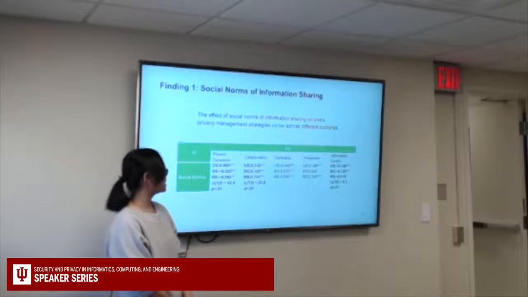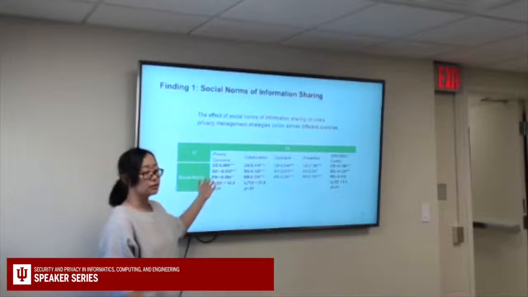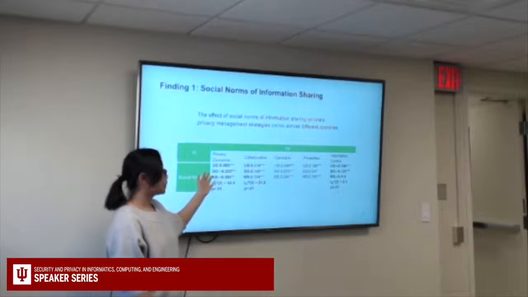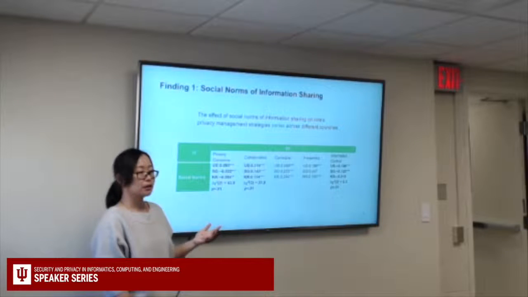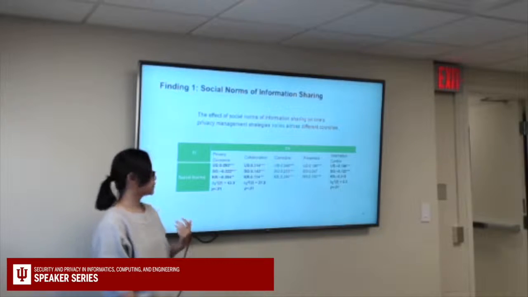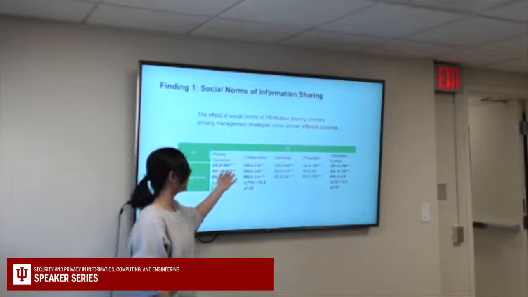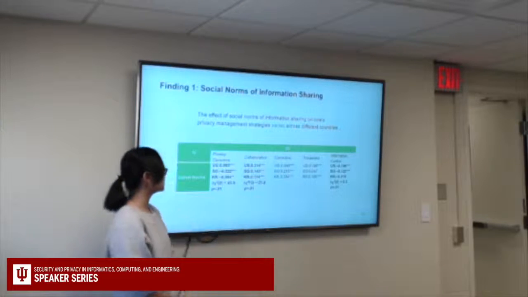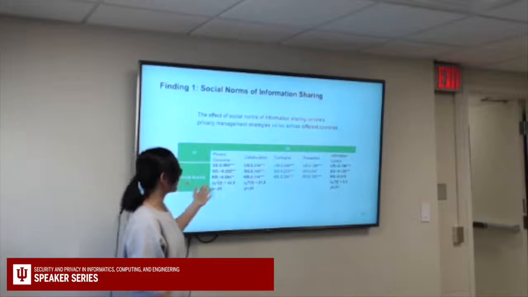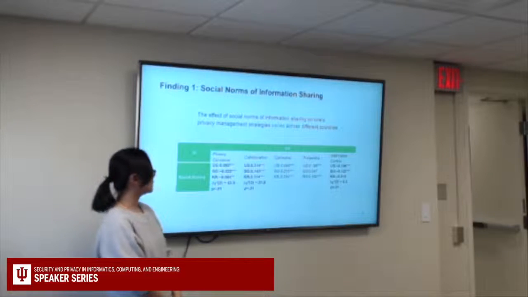It's probably because the US is an individualist country, so when they perceive the social norm, they also care about their own personal privacy and interest, so they have more concern, so they adopt more collaborative strategies. But they want to follow the social norm, so less information control strategies.